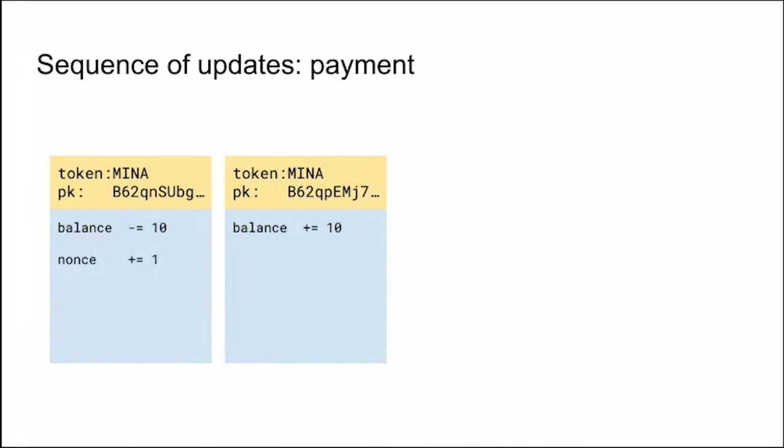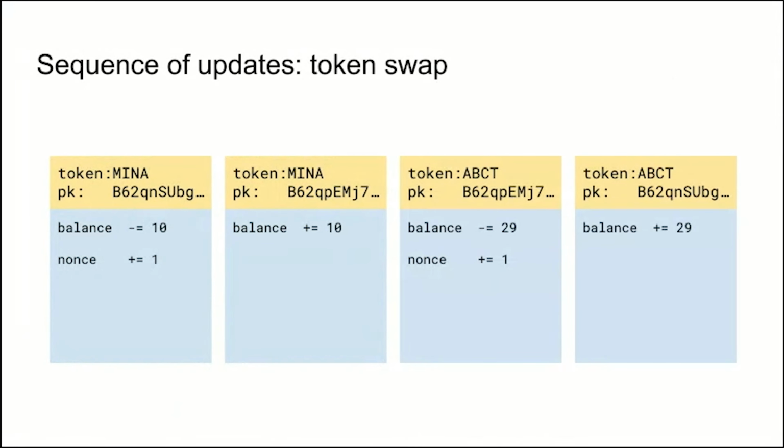Then on the receiver side, again you have the account identifier, the token, and the public key. But then we also have the balance increment. So this is two updates: update the sender account in this way, update the receiver account in this way. I hope that's clear.